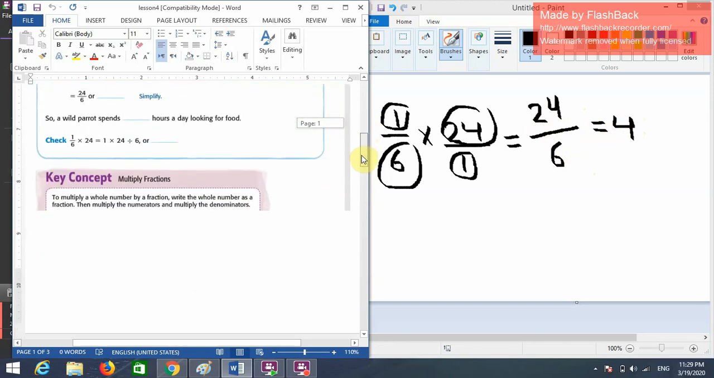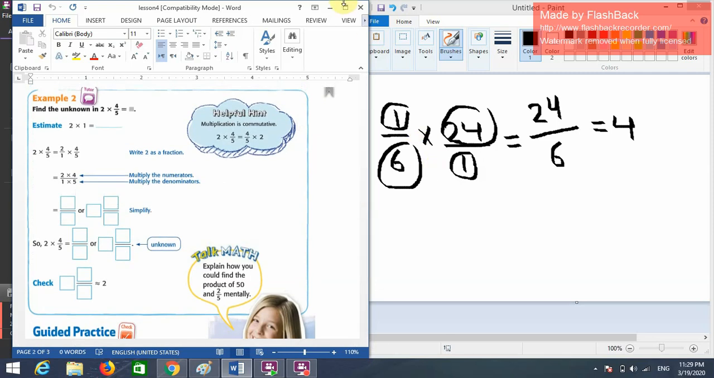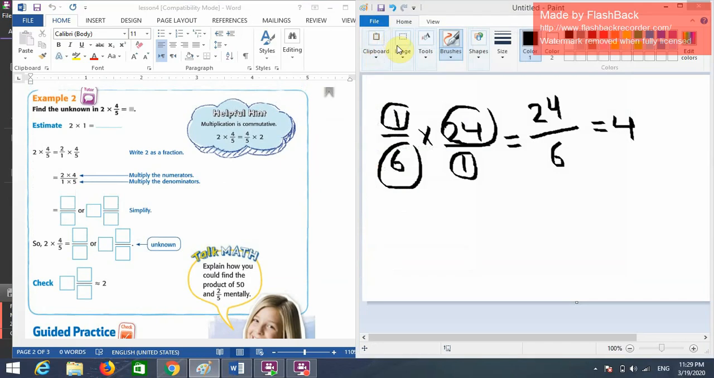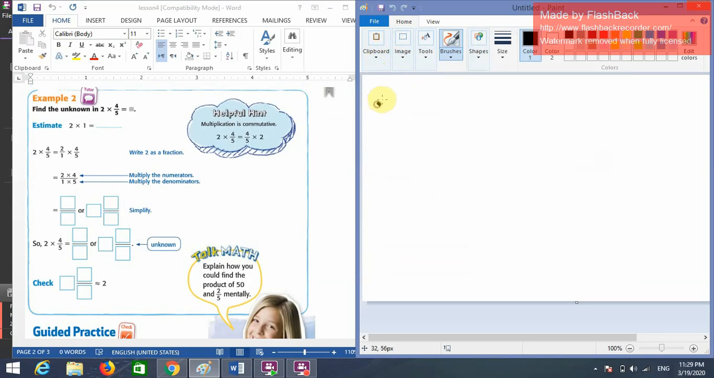Let's see example 2. Like what I told you, our lesson today is super easy. Example 2. Find the unknown in 2 times 4/5. Right here, 2 times 4/5. Before I will multiply, it's written here a small remark. This is for the previous lesson, estimation.